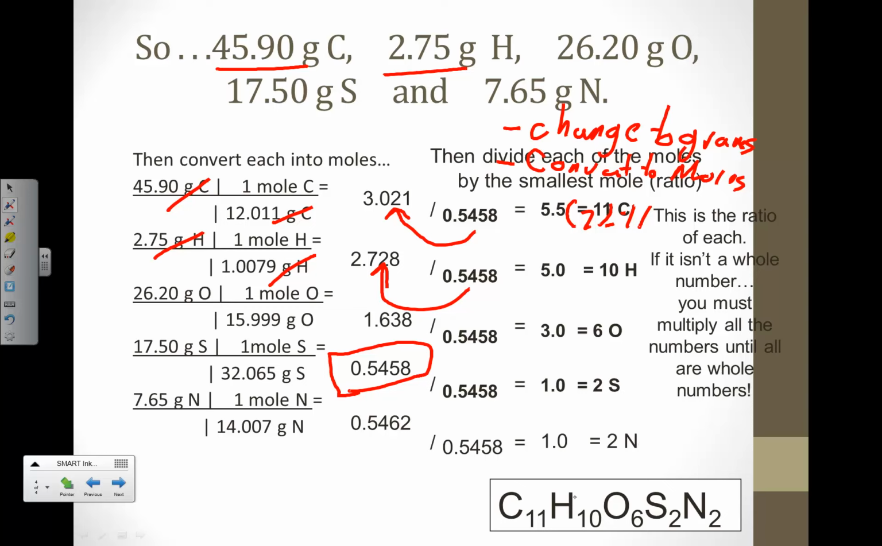Then you take each of those and make them into the subscripts. So it becomes C11, H10, O6, S2, N2. Keep in mind this is the lowest whole number ratio.